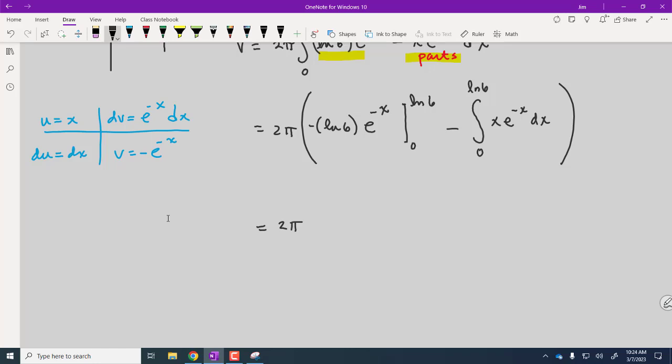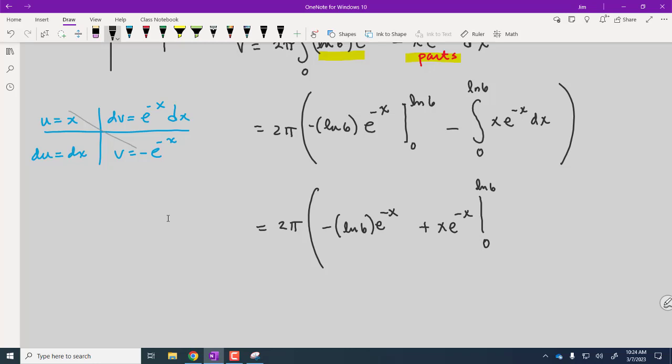So 2 pi, big parentheses, negative natural log of 6 e to the negative x. We're waiting on the evaluation there. So minus uv is negative. If uv is negative, then that's going to combine with this minus and turn it into a plus. So we're going to get plus x e to the minus x. And all this stuff in front is going to be evaluated on the interval 0 to ln 6.